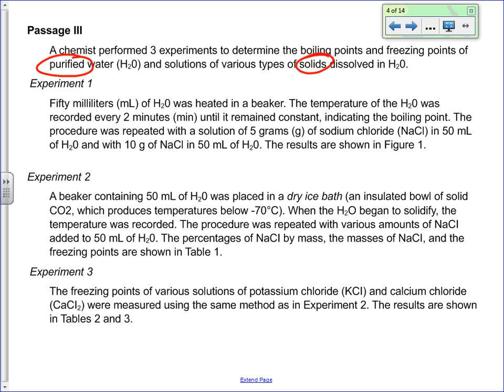50 milliliters of H2O was heated in a beaker. The temperature of the H2O was recorded every 2 minutes until it remained constant, indicating the boiling point. The procedure was repeated with a solution of 5 grams of sodium chloride and 50 milliliters of H2O, and 10 grams of NaCl and 50 milliliters of H2O. Results are shown in figure 1.